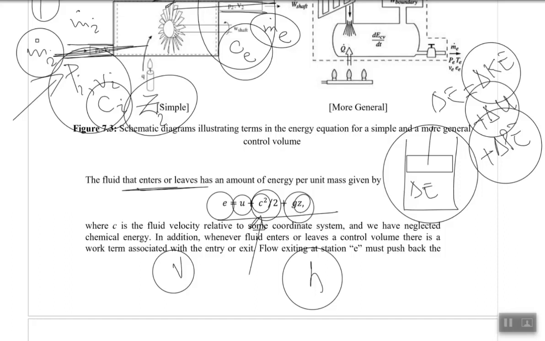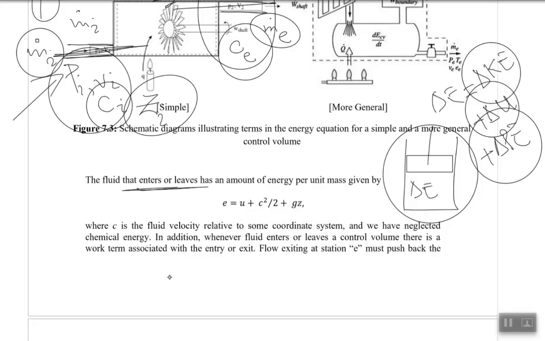So that's the point again. If I'm talking about the energy which is entering and leaving the system, we will be having three components of that energy. One would be the internal energy, one would be the kinetic energy, and one would be the potential energy.